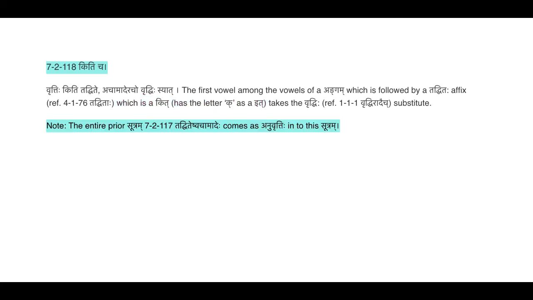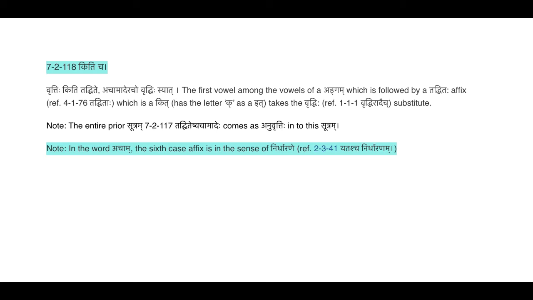The note here says that the entire prior sutram 7.2.117 taditeshvachamādeh comes as anuvritti into this sutram 7.2.118. The second note states that in the word acham used in the vritti of this sutram, the sixth case affix is in the sense of nirdharane. Reference is 2.3.41 yatascha nirdharanam. So it means among the vowels. Of course, ach is a vowel as per the Maheshwara Sutrani. So acham means among the vowels.